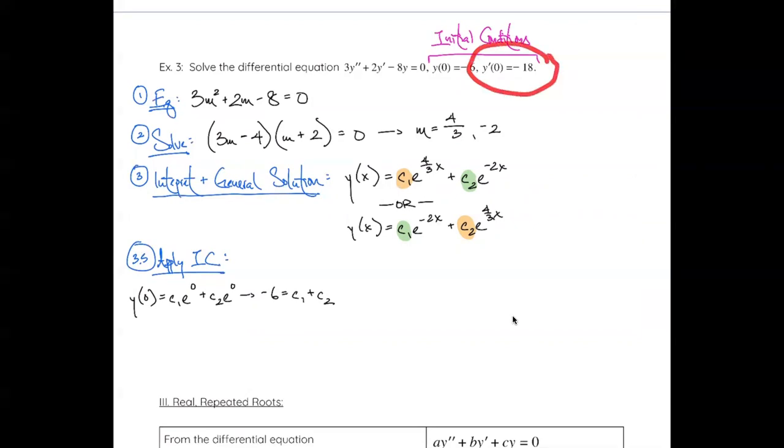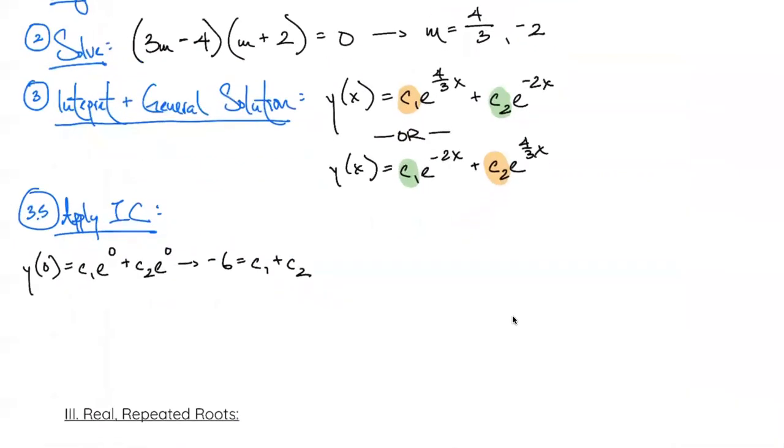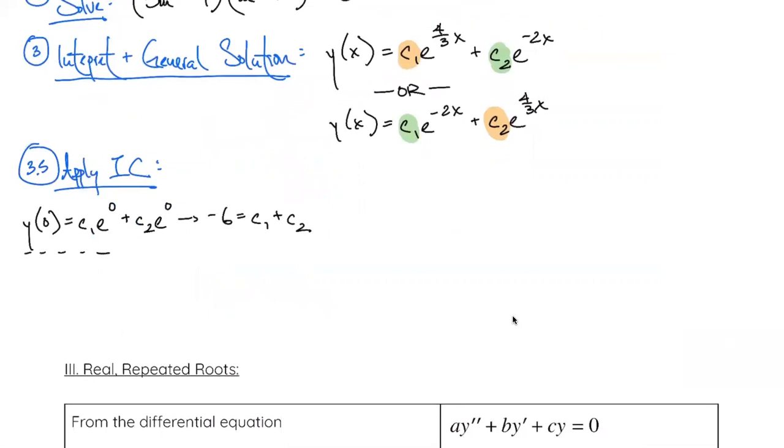This one, however, is not for y, it is for y prime. So what we're going to need to do is take our solution, take the derivative, and then plug it in. So my second initial condition means I have to find my derivative. I got a little bit of chain rule here. So 4/3 C1 e to the 4/3 x plus, let's go with the -2 C2 e to the -2x.